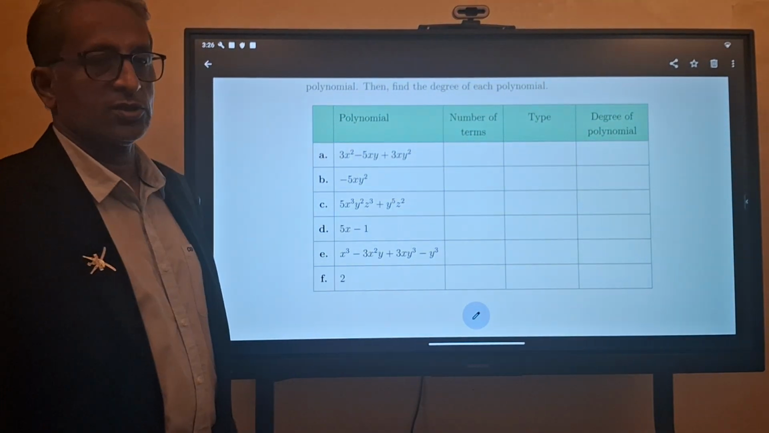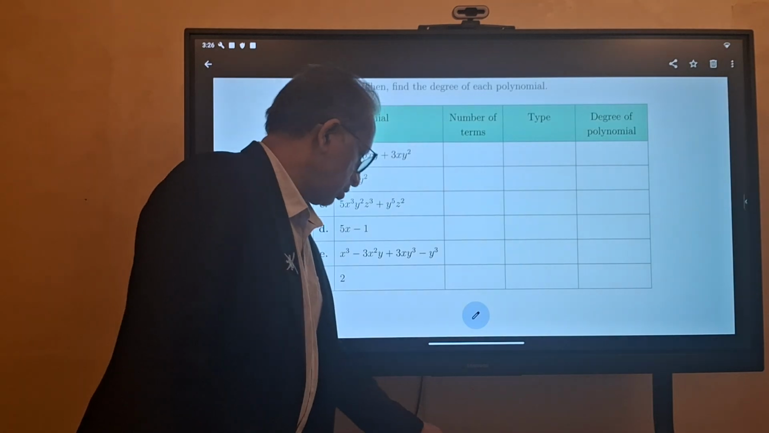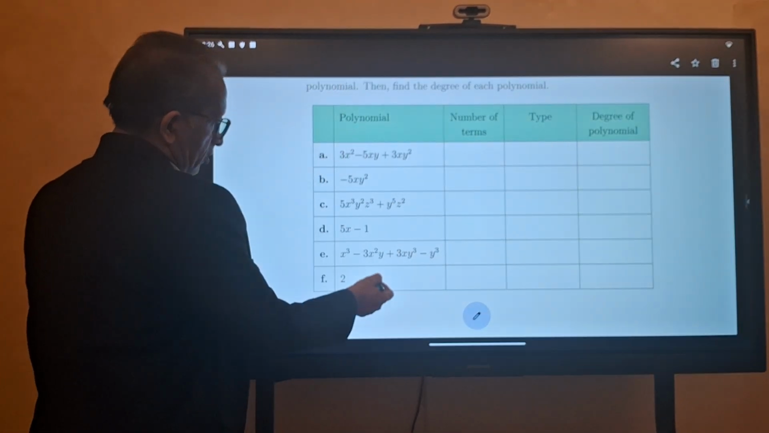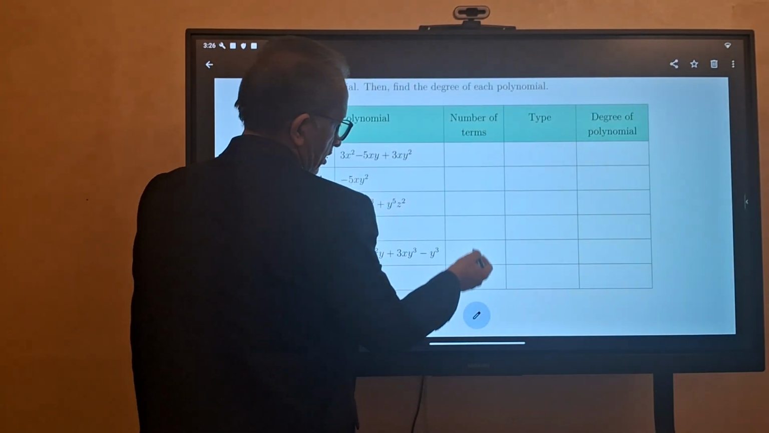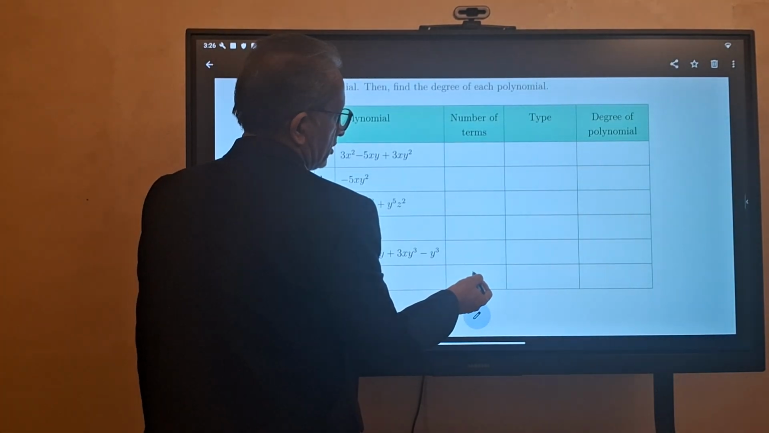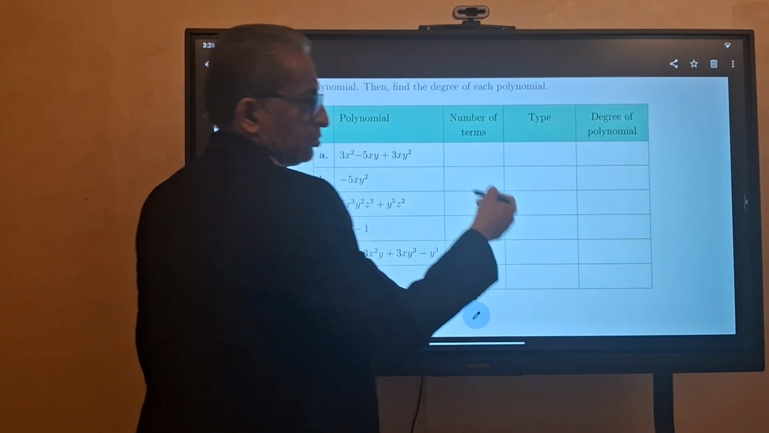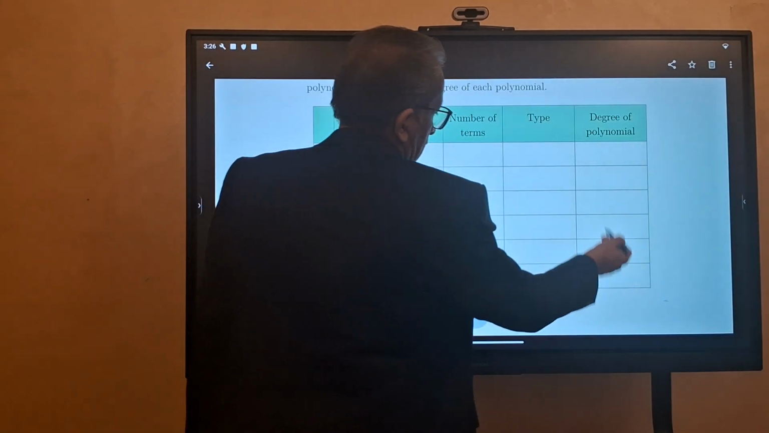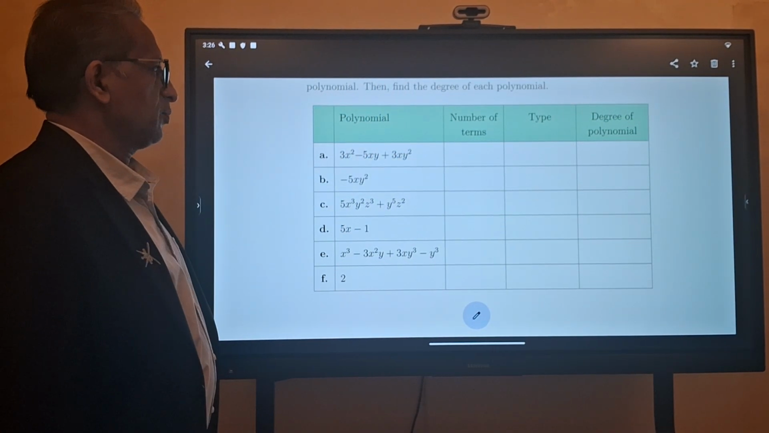See, this is question number 20 of section 3.1. We are given one column where polynomials are given. You have to identify how many terms there are. Based on that, you have to identify whether it is mono, bi, tri or polynomial, and then we need to find the degree of the polynomial. What is the degree of the polynomial?